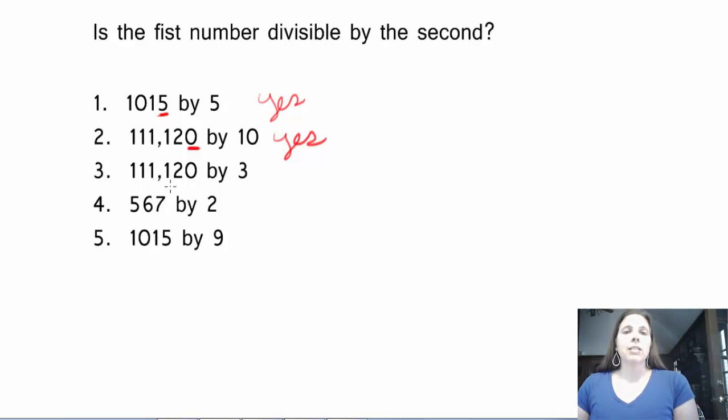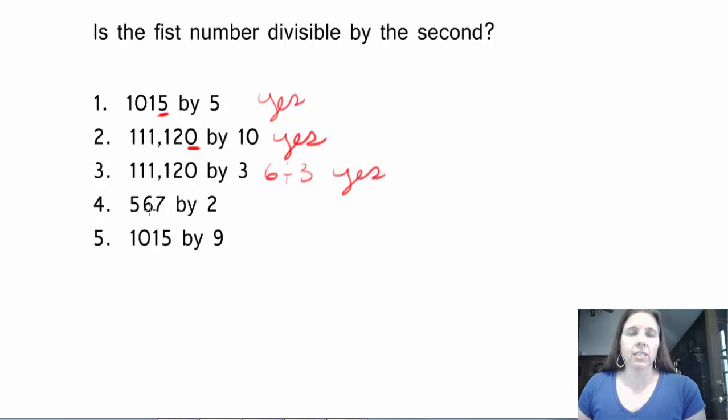The same number, is it divisible by 3? So remember, you have to add the digits up. So 1, 2, 3, 4, 5, 6. Is 6 divisible by 3? So yes. Is 567 divisible by 2? It's an odd number, so no. Is 567 divisible by 9? This is another one where you add 5, 6, 7. When you add the digits up, it equals 18... so no.